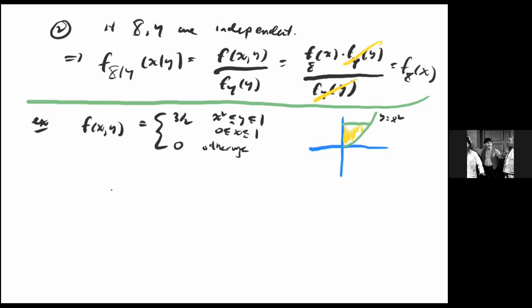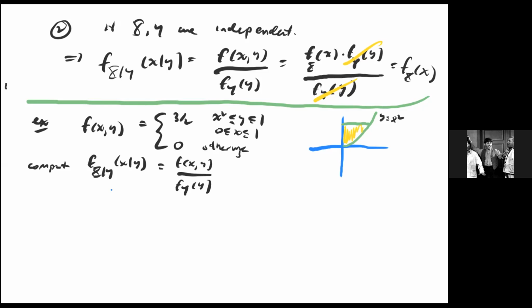And what I want to do, the problem is to compute what f of x conditioned on y is, the conditional probability density function. So remember, that is f of x y divided by f sub y of y. Now we know what f of x y is. That's given to us. We just have to compute the denominator of this fraction. So what is the denominator? Well, let's figure out what that is.